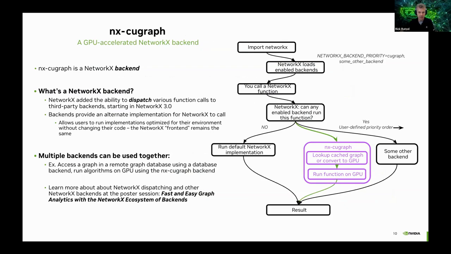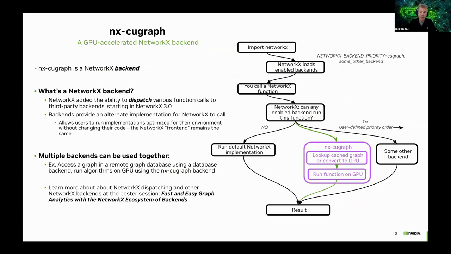Backends aren't exclusive to any Nvidia project. There's other backends. Nvidia's, Anthony's going to talk about his, of course. But you can see in that flow there, the black boxes are those common to all NetworkX backends. The purple one is NX cuGraph. It fits in just like any others.